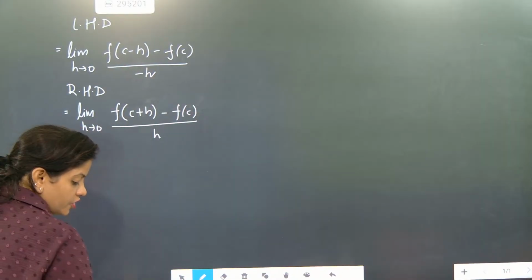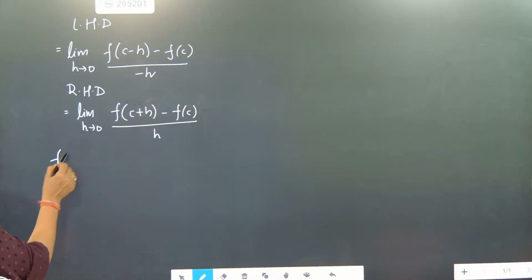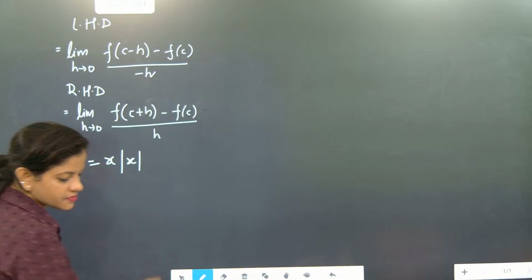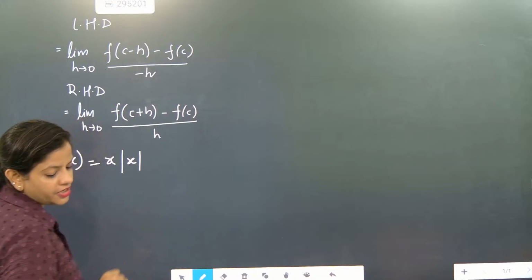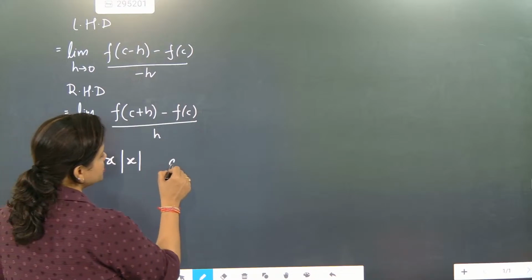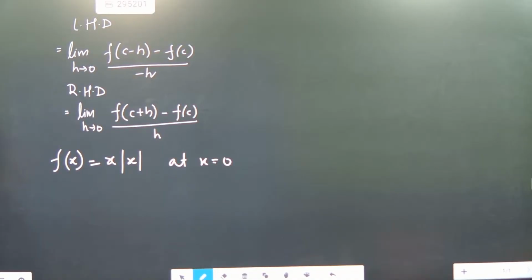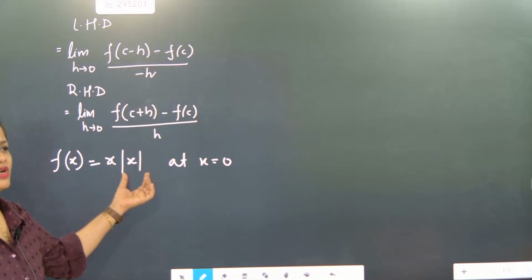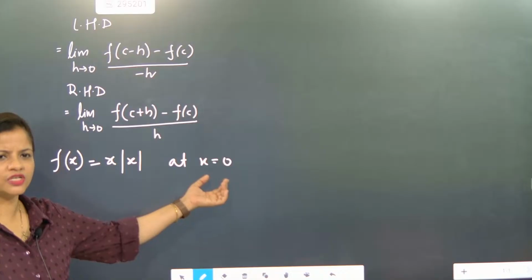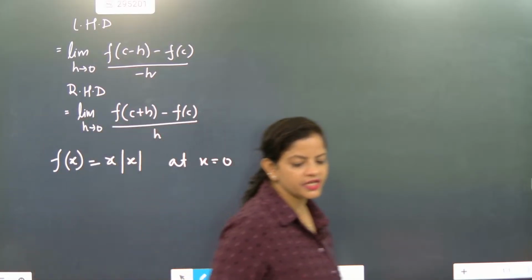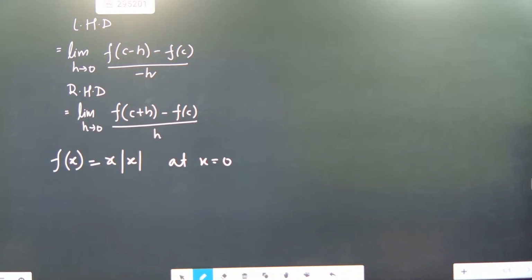The question is, you have to find the differentiability of f of x is equal to x modulus of x at x equal to 0. One single answer: is it going to be differentiable? No, because modulus is there, and modulus will not be differentiable at x equal to 0. So you know the answer, correct? Because x into modulus of x, yet modulus is there, so it will not be differentiable at x equal to 0.